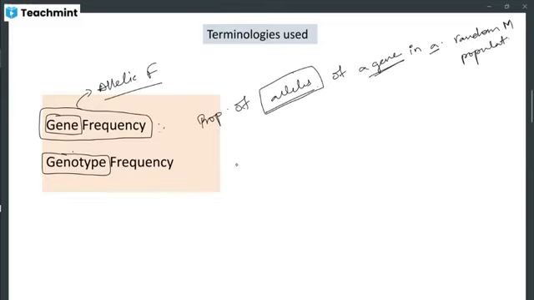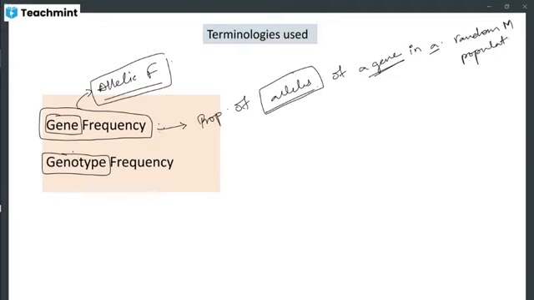The proportion of alleles of a gene in a random mating population is known as gene frequency, and this gene frequency is also known as allele frequency or allelic frequency. Some people also call it genetic frequency, but the most used term is gene frequency, or allelic frequency.